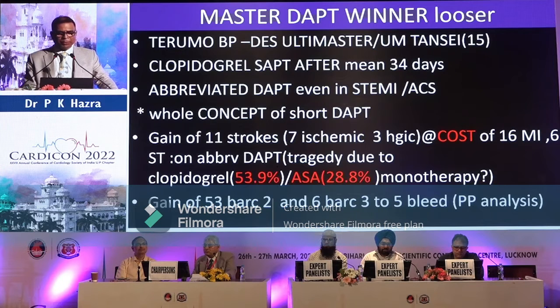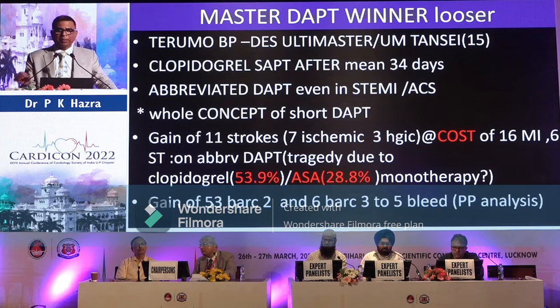Terumo BP is the winner, clopidogrel SAPT is the winner, abbreviated DAPT is the winner in STEMI and ACS. Even just 1 month of DAPT, then SAPT. The whole concept of short DAPT is the winner in MASTER DAPT. You gain 18 strokes, 7 ischemic, 3 hemorrhagic, at the cost of 16 MI and 6 stent thrombosis on abbreviated DAPT.